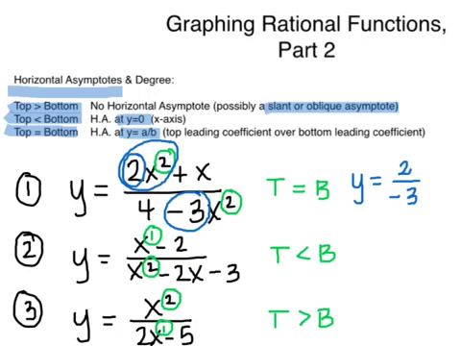In example 2, the top degree is less than the bottom degree, and so that puts our horizontal asymptote at y equals 0 every time. Anytime the top degree is less than the bottom degree, our asymptote is y equals 0. It does not matter what the coefficients in front of these are, even though they're 1s, that has nothing to do with it. It's just always y equals 0. Then in number 3, the top degree is greater than the bottom degree, and so there's no horizontal asymptote. There might be a slant asymptote, but we'll discuss that later.